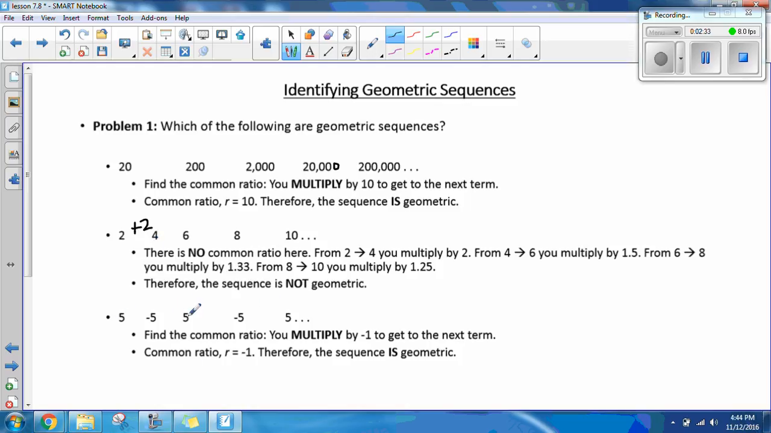5, negative 5, 5, negative 5, 5. This has a common ratio. We're multiplying by negative 1 to get to the next term. So our common ratio is r equal to negative 1, making this a geometric sequence.